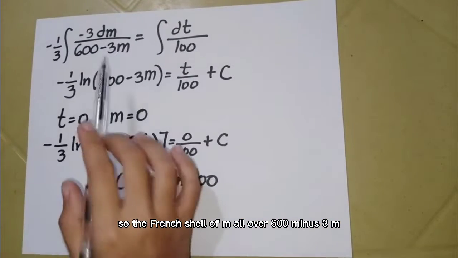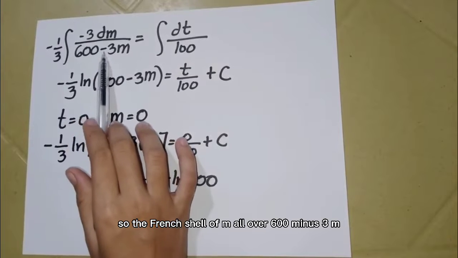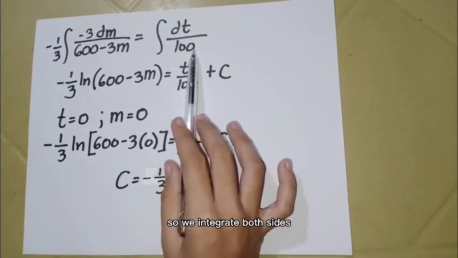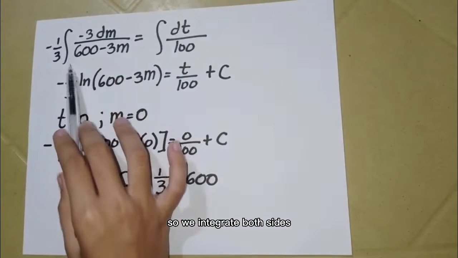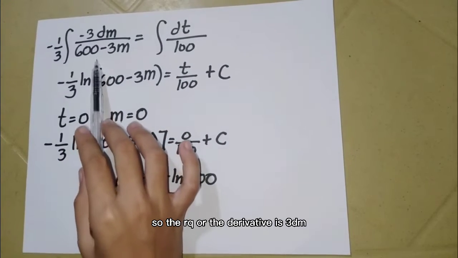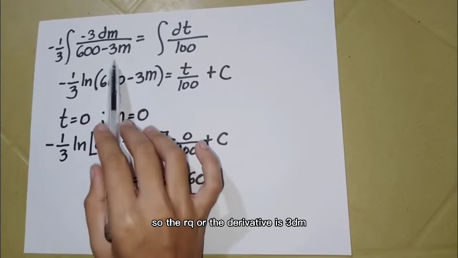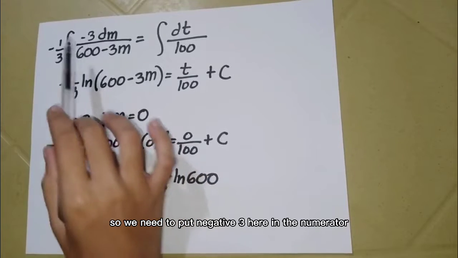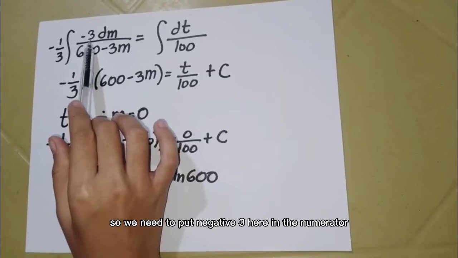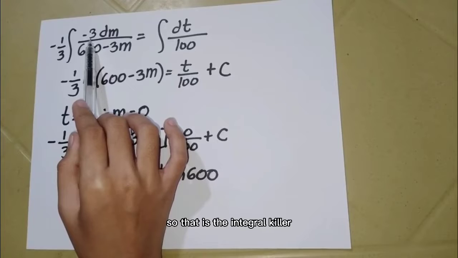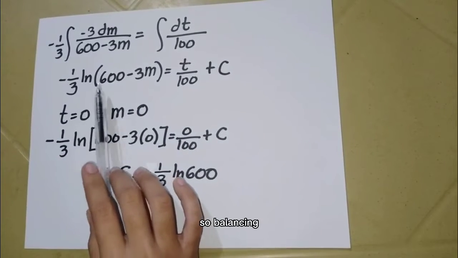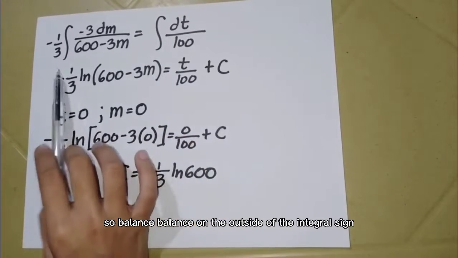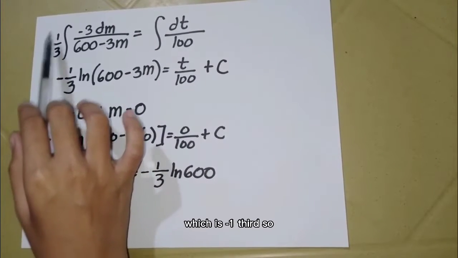So the differential of dm over 600 minus 3m equals dt over 100. So we integrate both sides. The derivative of the denominator is negative 3 dm. Since we don't have negative 3 dm, we need to put negative 3 here in the numerator. So that is the integral calculus. So, balancing, we put on the outside of the integral sign negative 1/3.